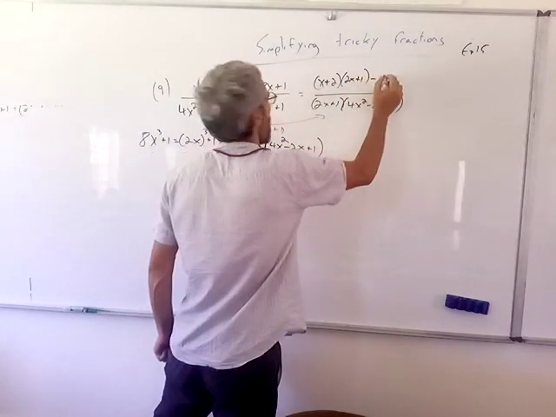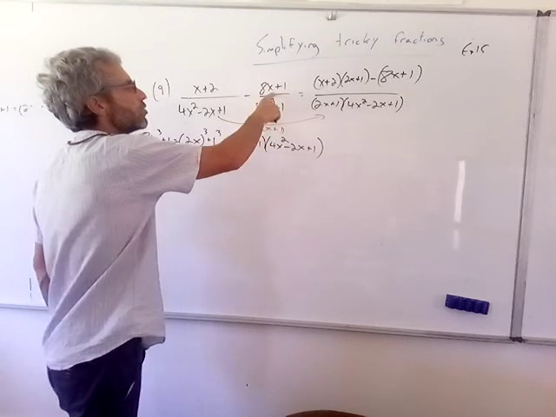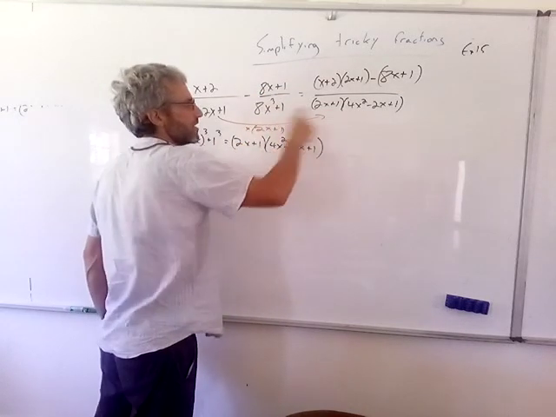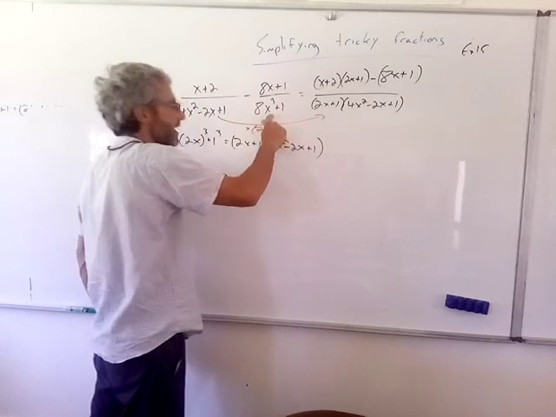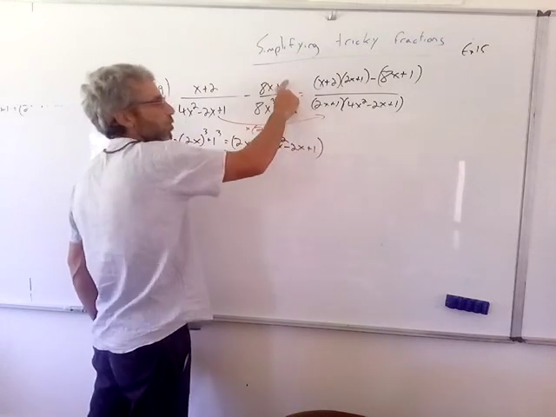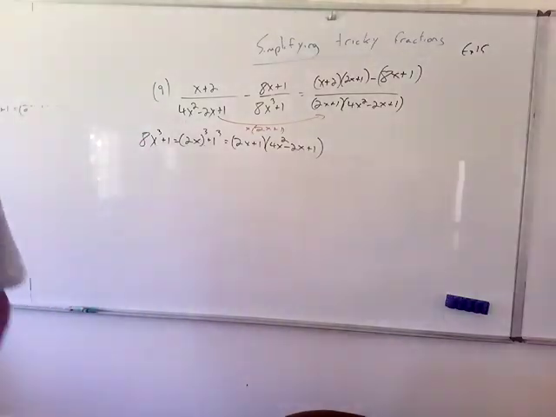Now I've got minus 8x cubed plus 1. What did I need to multiply that by to get to here? Did I need to multiply it by anything? No, this is it. 8x cubed plus 1 is exactly that. So that I don't need to multiply by anything. Okay, I'll pause here.